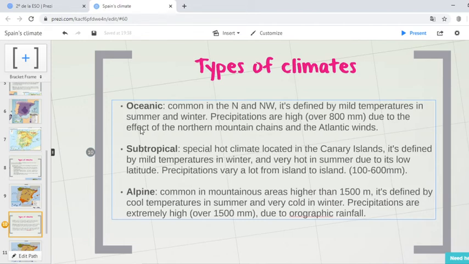Temperature variation is pretty low, basically because temperatures are very high through the year. Precipitations vary a lot from island to island. We can find islands with just 100 millimeters and other islands with 600 millimeters. But anyway, even in this kind of islands, precipitations are pretty low.